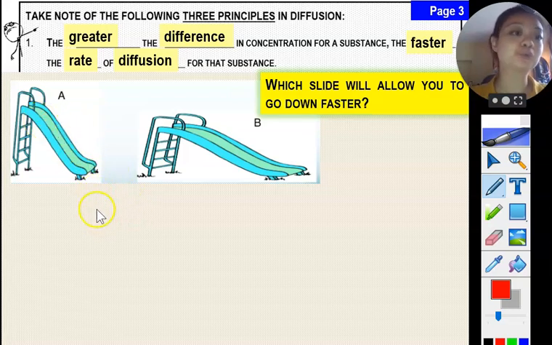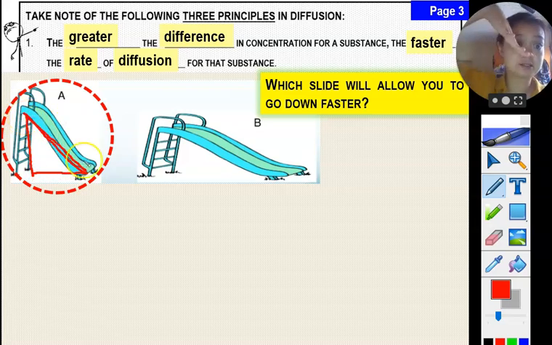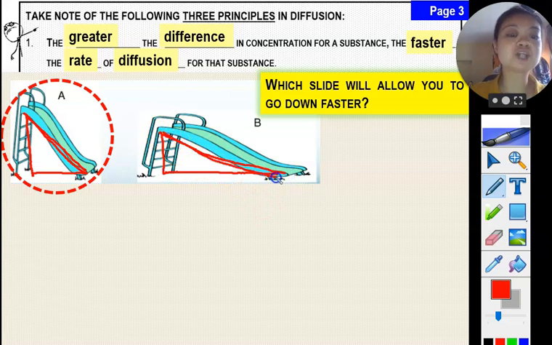Which one do you think you will roll down faster? Slide A or slide B? Good, some of you predicted slide A, right? Why is that so? You realize that slide A is higher above the ground. You can tell that slide A, if I were to use a triangle, is a steeper triangle, a triangle that is very slanted, right? But if you look at the slope of slide B, it's a very gentle slope.